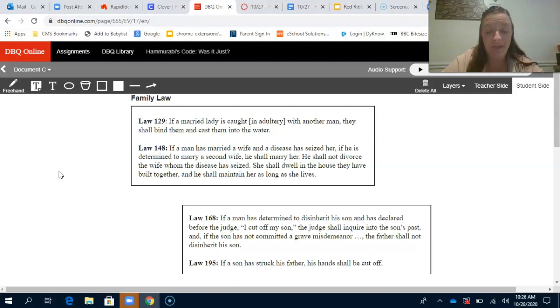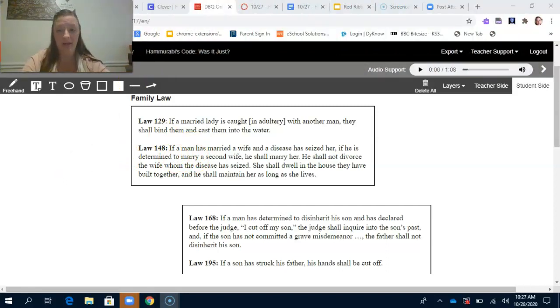Law 168, if a man has determined to disinherit his son and has declared before the judge, "I cut off my son," the judge shall inquire into the son's past. And if the son has not committed a grave misdemeanor, the father shall not disinherit his son. Law 195, if a son has struck his father, his hands shall be cut off. Now, the questions that follow come with this idea of whether or not Hammurabi's code was just or not just. And again, we need to remember to look at the time period and what was necessary.